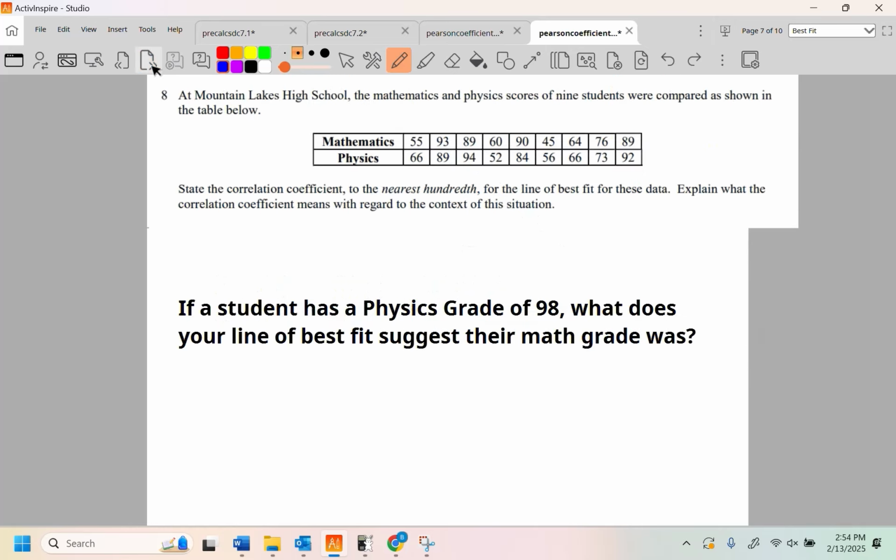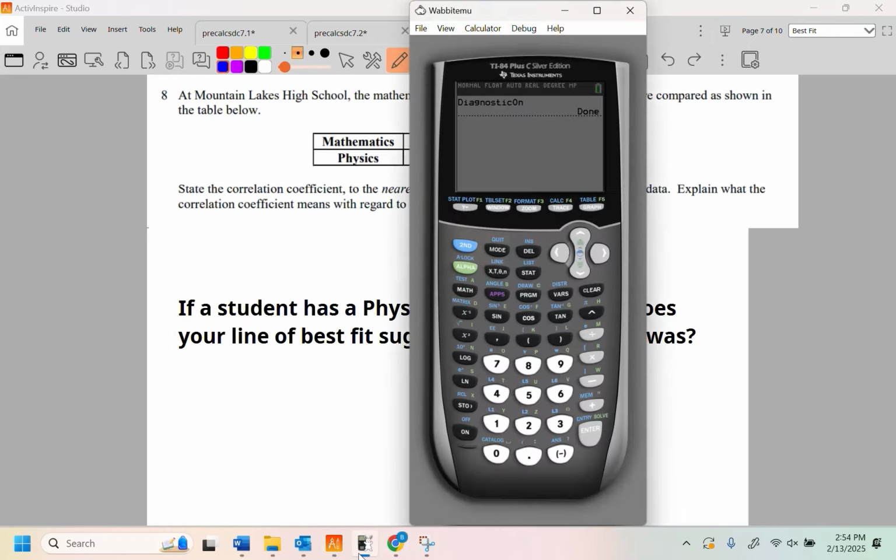At Mountain Lakes High School, the mathematics and physics scores of 9 students were compared as shown in the table below. State the correlation coefficient to the nearest hundredth for the line of best fit. I'm going to go out with 4 decimal places. Explain what the correlation coefficient means with regards to the context of the situation.